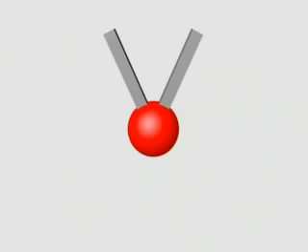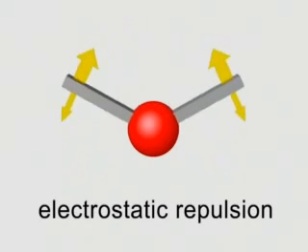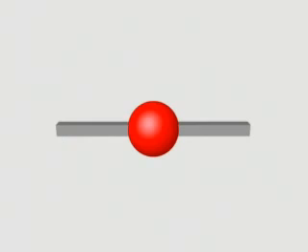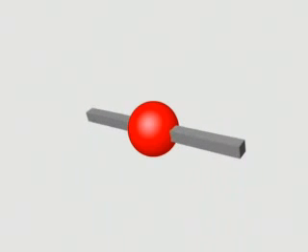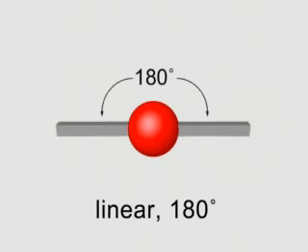The simplest case has two negative groups around a central atom. At any angle less than 180 degrees, electrostatic repulsions push the bars apart. Repulsions are minimized when the bars attain a linear arrangement.